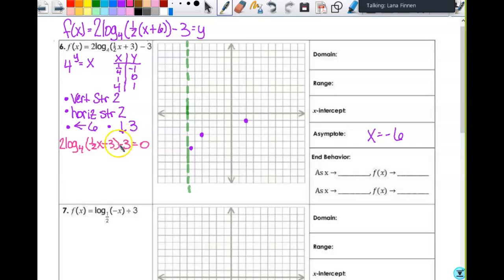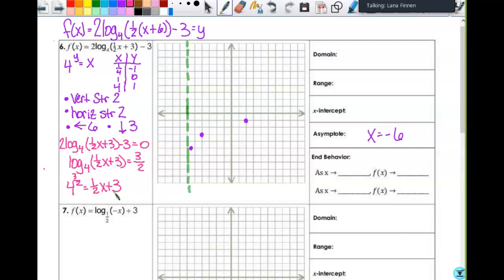So I'm going to add 3 to both sides, and then I'm going to divide by 2. So that'll leave me with log base 4 of 1/2 times x plus 3 equals 3/2. So see, I added 3, and then I went ahead and divided by that 2. That way I have just one log all by itself here. Now I can rewrite it in exponential form. So I can do 4 to the 3/2 power equals 1/2 x plus 3.